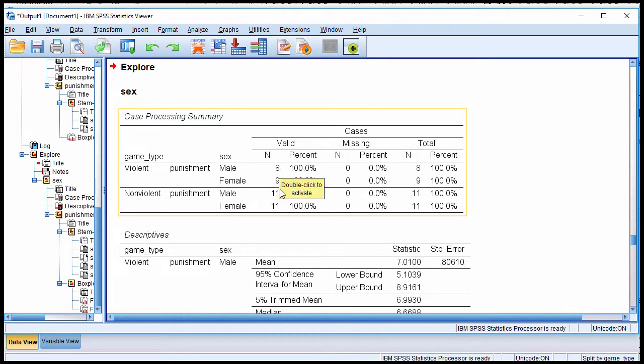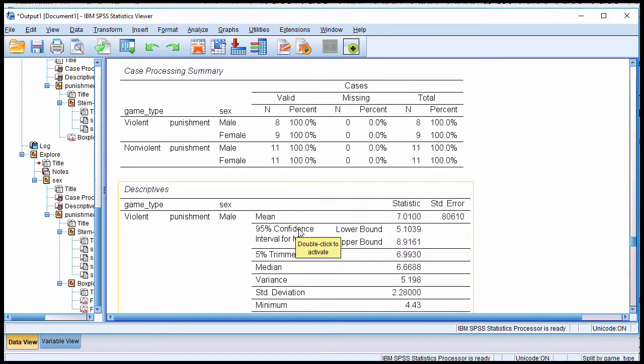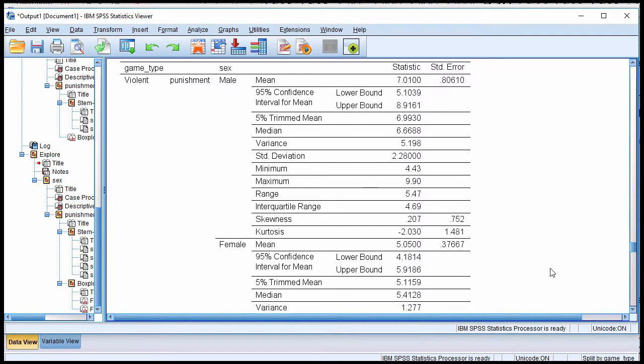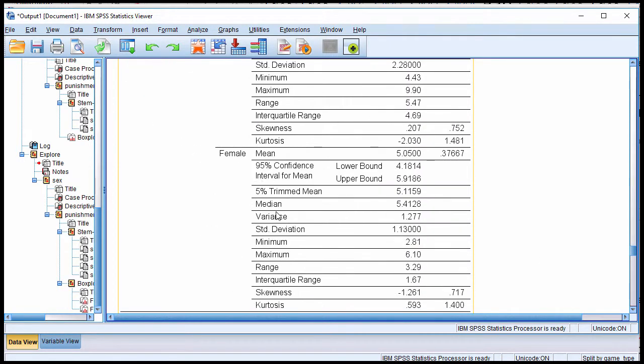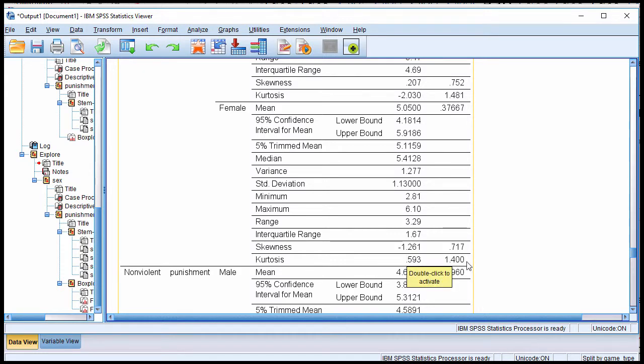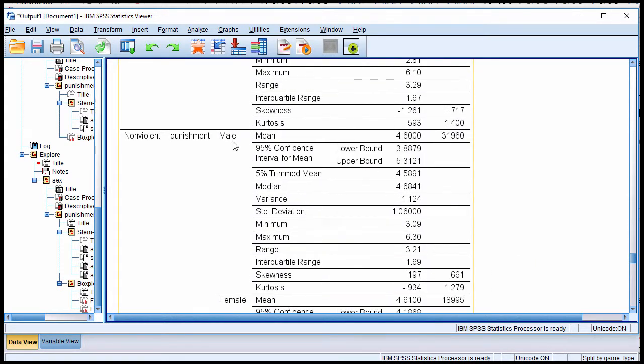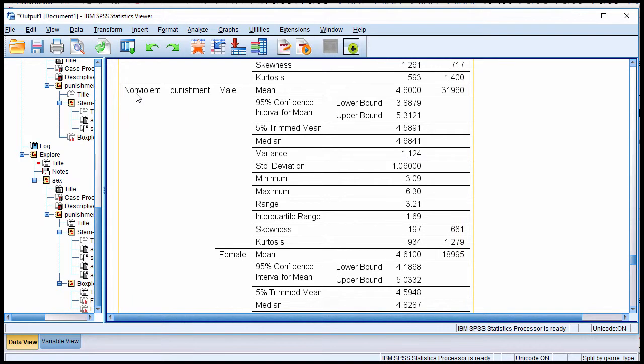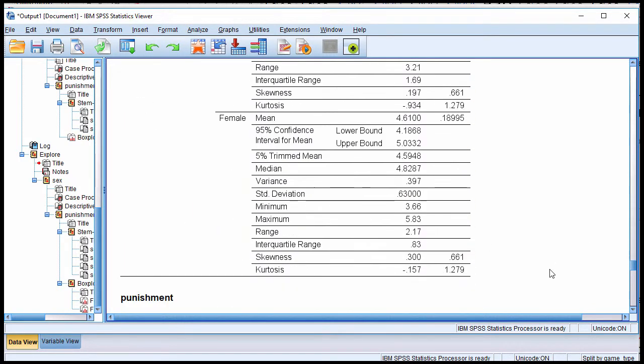And we can see the sample sizes here. Violent male, sample size 8. Violent female, sample size 9. Nonviolent male, 11. Nonviolent female, 11. So these are the four groups that are associated with the interaction analysis. And I also get the skew and kurtosis for each one. So violent male group, skew 0.207, kurtosis negative 2.03, that's fine. Violent female, we have skew negative 1.26, kurtosis 0.593, and that's fine. Nonviolent video game played by the males, 0.197, kurtosis negative 0.93, and then we've got the nonviolent video game played by the females, and we have skewness of 0.3 and kurtosis of negative 0.157.